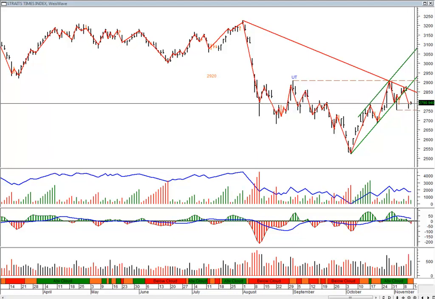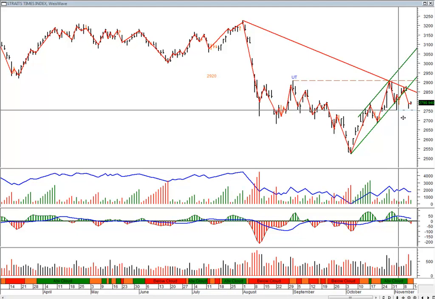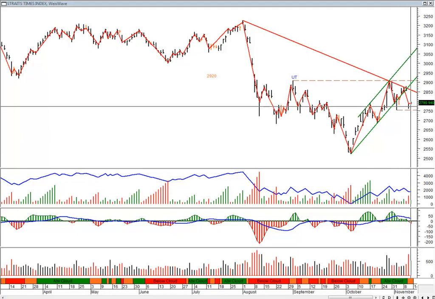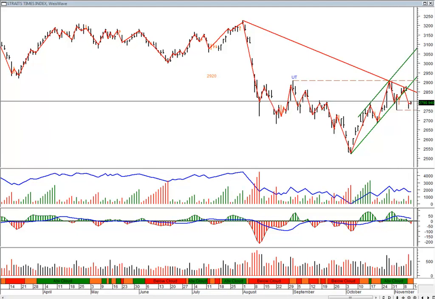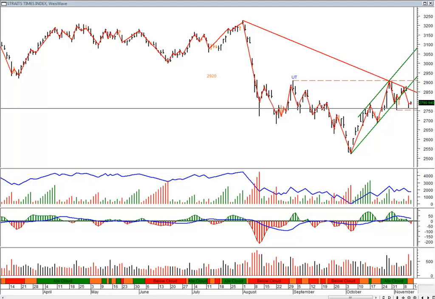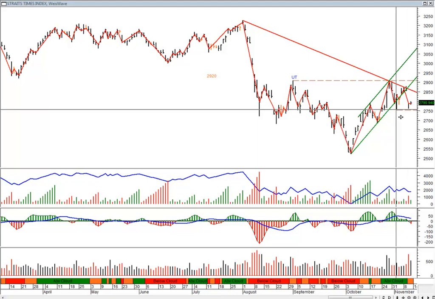I'm not expecting STI to break this 27 level in the early week, but probably in the later week. If our volume is going to accumulate higher on the down bars, I think we might be seeing a break of this 2754 level in the later week. So we have to be very careful.